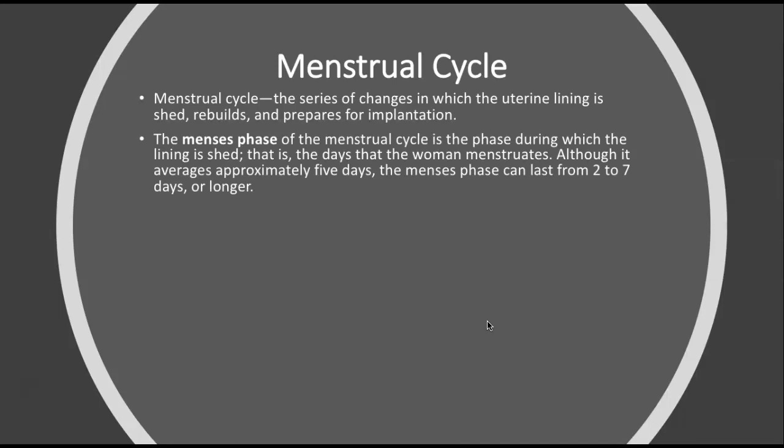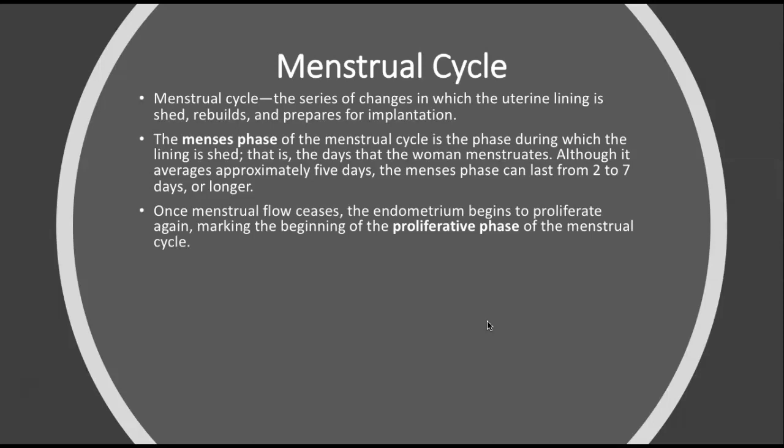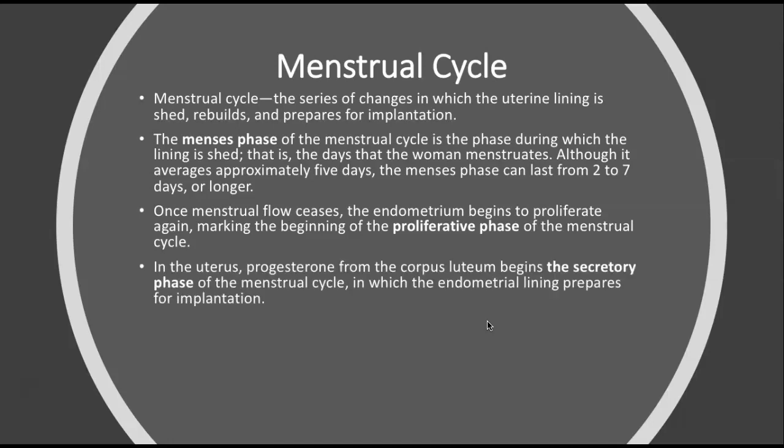Well, there's three phases. The menses phase of the menstrual cycle is the phase during which the lining is shed. That's the days that the woman menstruates. Although it averages approximately 5 days, it can last anywhere from 2 to 7 days, even longer. Once menstrual flow ceases, the endometrium begins to proliferate again, marking the beginning of what is called the proliferative phase of the menstrual cycle. In the uterus, progesterone from the corpus luteum begins the secretory phase of the menstrual cycle, in which the endometrial lining prepares for implantation again, and you can see that this is a cycle.